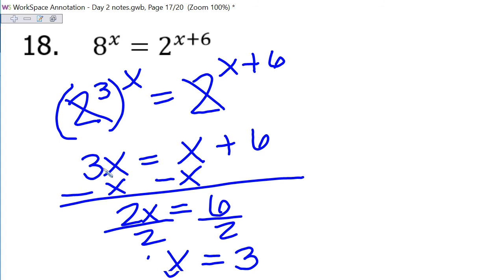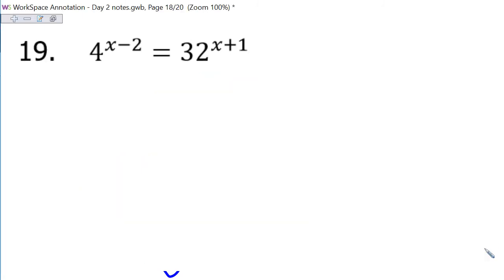Okay, number 19. We need to get a common base. What would a common base be between 4 and 32? 4 to what power gives you 32? Nothing, that won't work. 2. So I want you to work number 19. I want you to get a common base with a 2 in it. So you work number 19. Get a common base of 2.